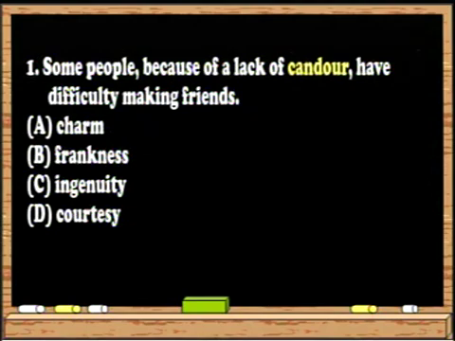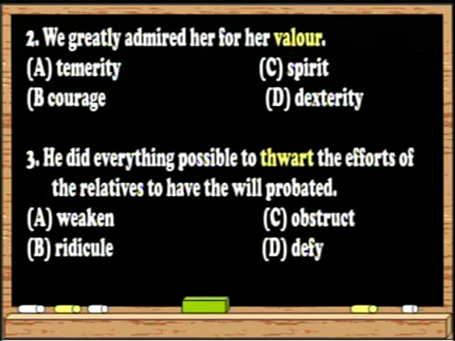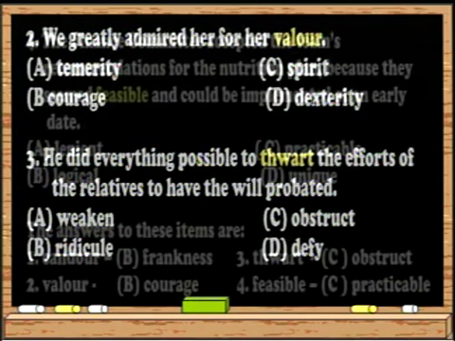1. Some people, because of a lack of candor, have difficulty making friends. The options are charm, frankness, ingenuity, and courtesy. 2. We greatly admired her for her valor. The options are temerity, courage, spirit, and dexterity. 3. He did everything possible to thwart the efforts of the relatives to have the will probated. Weaken, ridicule, obstruct, and defy.